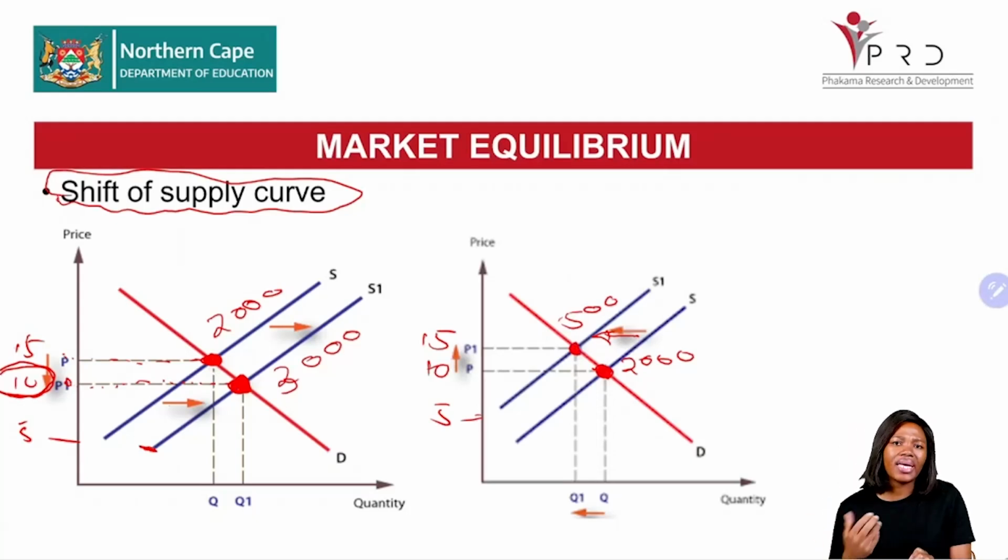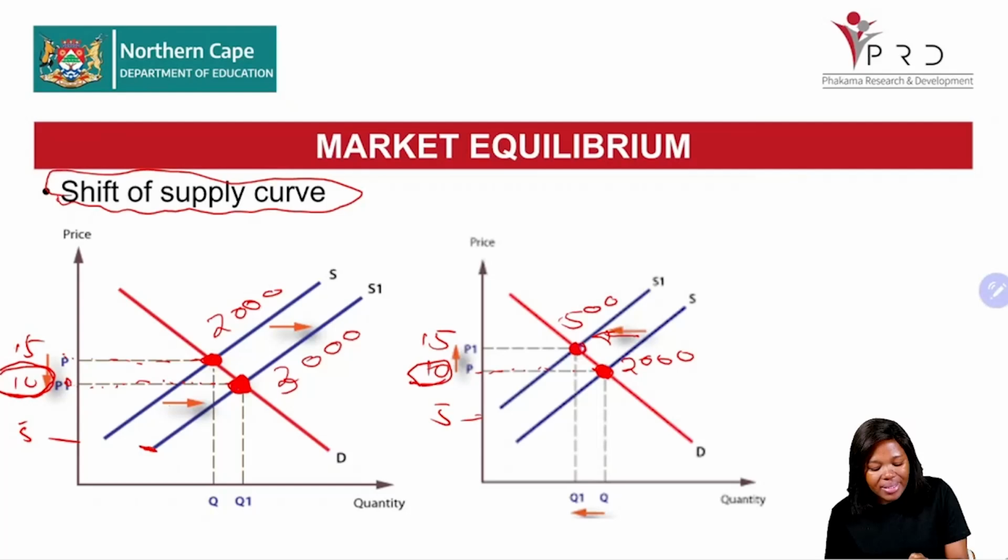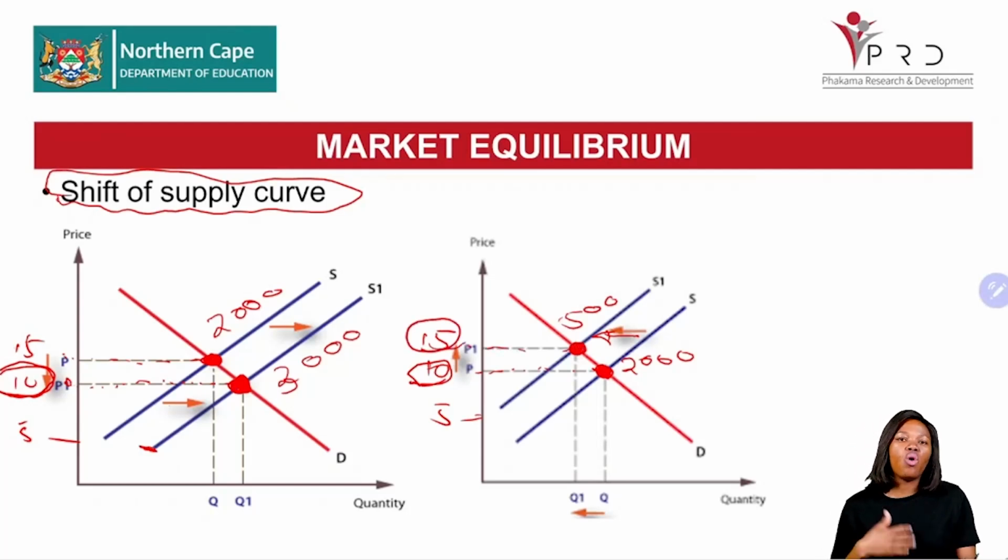What will happen to our market equilibrium? It will change. What will happen to our equilibrium price? It will also change. Now, if a product was 10 Rand at this point, it will have to increase to what? To 15 Rand. So the equilibrium point or equilibrium price is able to change in a market when the supply or the demand curve shifts. When the supply shifts to the right, it decreases the equilibrium price. When it shifts to the left, it increases the market equilibrium price.